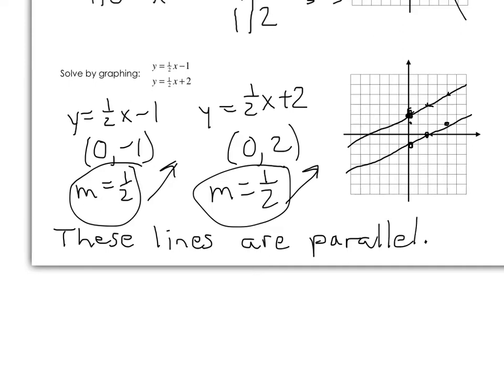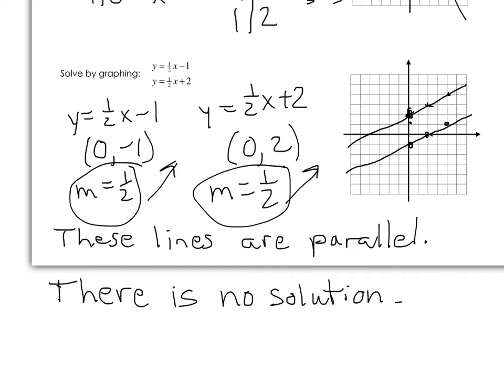So if the solution of a system of equations is the point that makes both of the lines true at the same time, the point that the lines have in common, the point where they intersect, that means this system has no solution. If two lines are parallel, they have no point in common. They have no solution in common. There is no solution to this system.